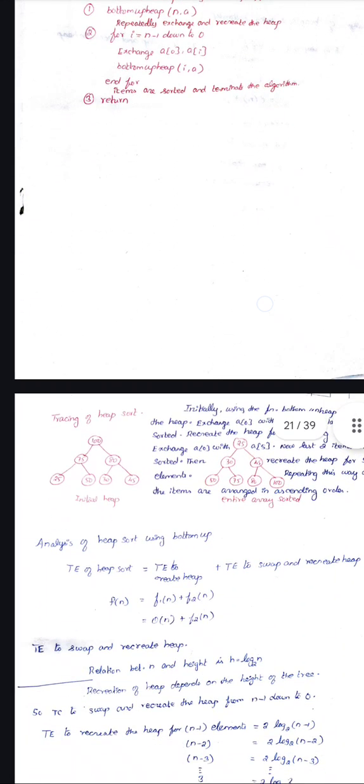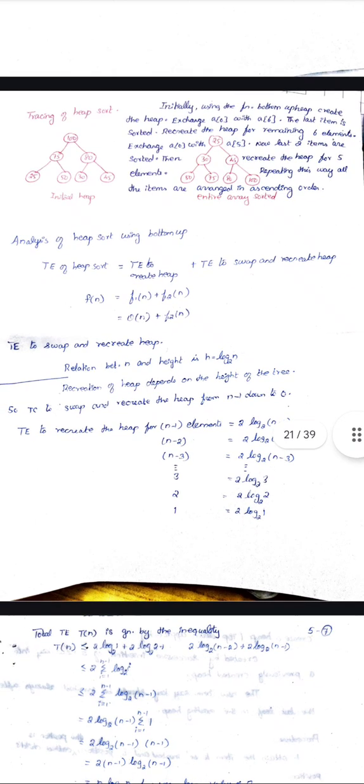Heap sort. Tracing the heap sort, initially using the bottom up heap function, create the heap, exchange a of 0 and a of 6. The last element is sorted. Recreate the heap for the remaining 6 elements. That is then sorted, and recreate the heap for the next 5 elements. Repeating this way, all the items are arranged in ascending order.